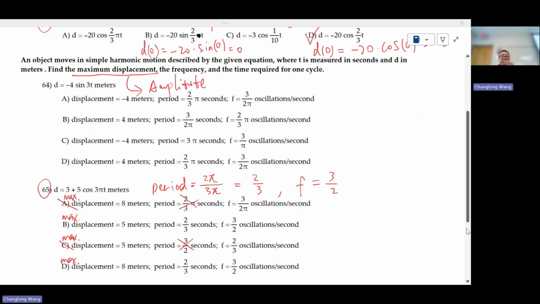So the +3 doesn't matter. For this problem, it doesn't matter because they're asking for maximum displacement. But let me show you when it does matter.